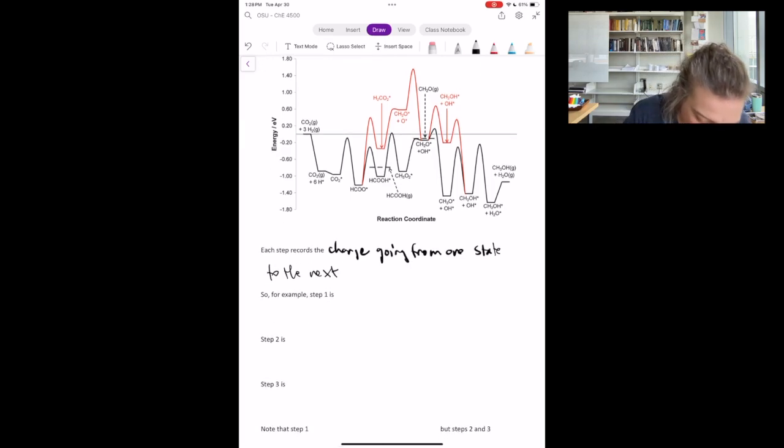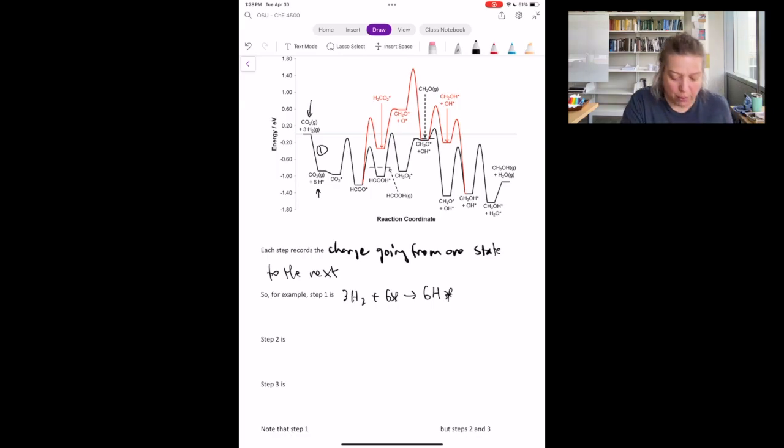So for example, step 1, this is going to be step 1 right here. This step is going to be 3H2 plus 6 star goes to 6H star. And I know this because if I look at the two endpoints to this step right here and right here, both of those have a CO2 gas molecule. So that cancels out, and the only thing that's really changing is that I have these 3 hydrogen molecules that are adsorbing to the catalyst and dissociating and forming 6 hydrogen atoms.